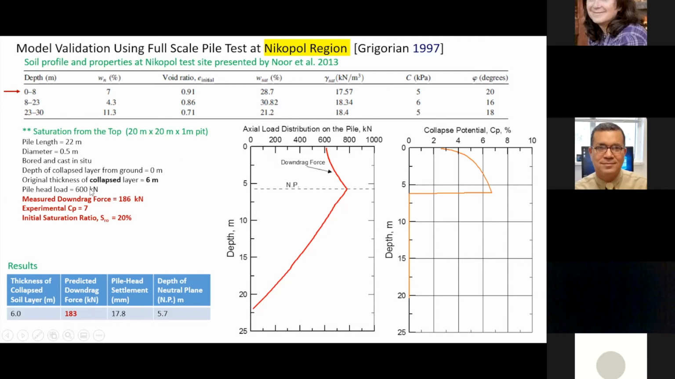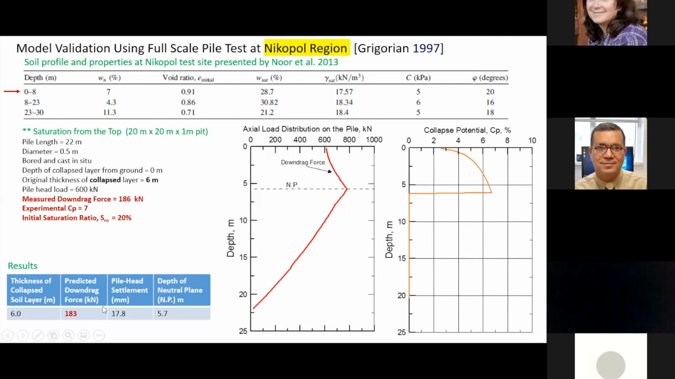Plus the pile head load, which is coming from the superstructure. I mean the axial load that the pile had. And they give us the experimental data for the CP. And of course, this is the initial saturation that we used here. Here is what we get from our program. You can see it here. Look here. This is the pile head load, down drag force.